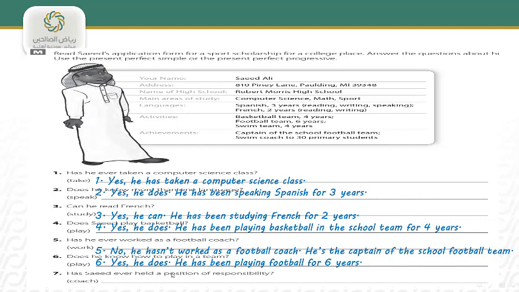Has Said ever held a position of responsibility? The verb to be used here is coach, and the answer: Yes, he has. He has coached 30 primary children in swimming. We do not concentrate here on the duration, so we use the present perfect simple.